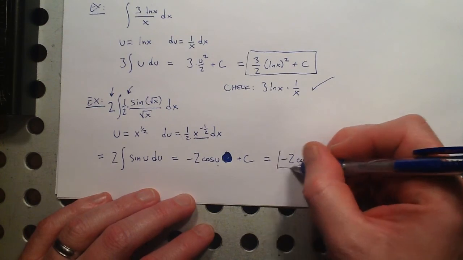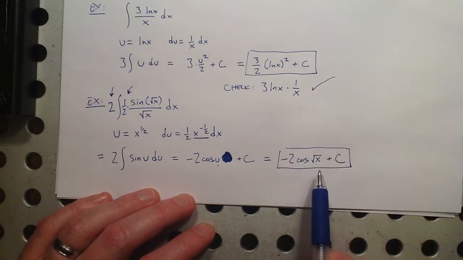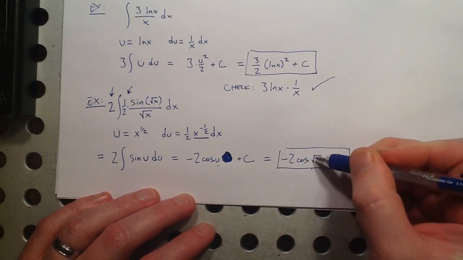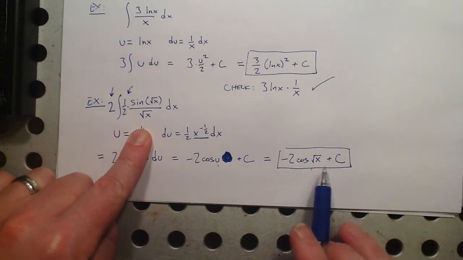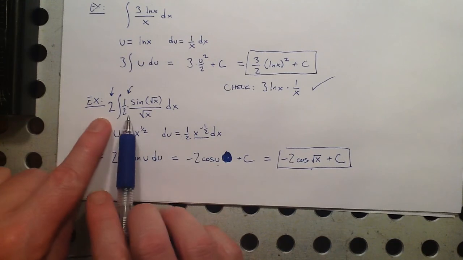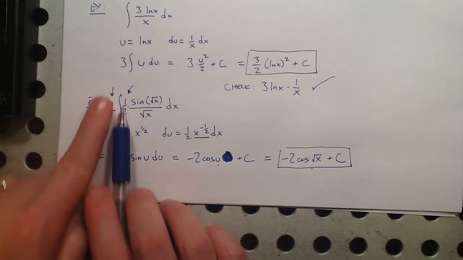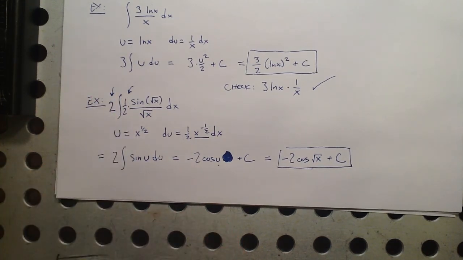And I'll leave that to you if you want to check by taking the derivative of this. If you use the chain rule properly, you will in fact get back to the original function. The original function, of course, doesn't have these, right? But it's equivalent to this. You can check that. And that, my friends, is how you take antiderivatives using U substitution.